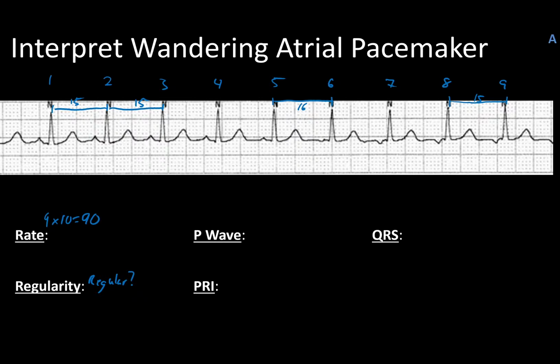So they're pretty close. Either way, if I divide by 16, that gives me 93. Ultimately, all of these are normal. A little fast, but normal. So I've got a normal rate. It's pretty regular. It's only off by a hair.